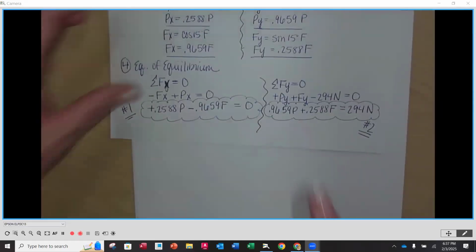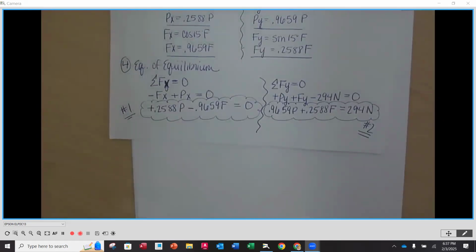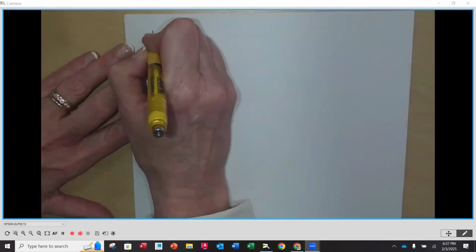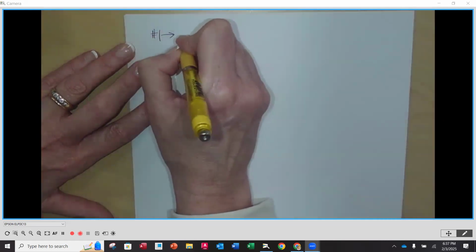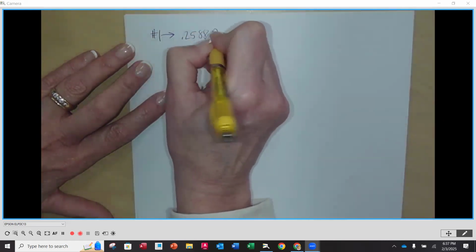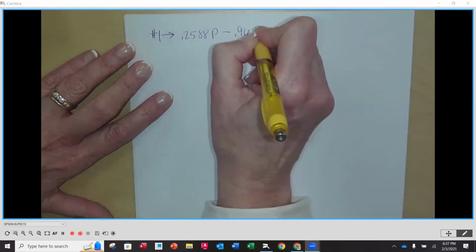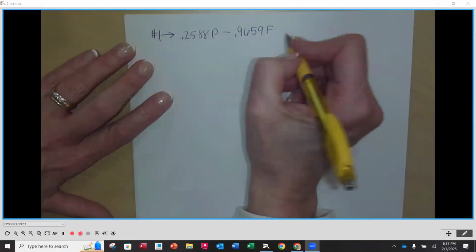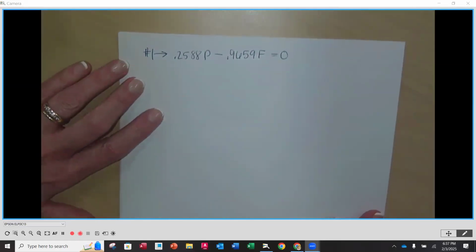All right. So, I'm going to look at these. Is there one that we want to start with, number 1 or number 2, that you feel is easier to work with? Number 1, because there's one less number to deal with. Otherwise, it's really not complicated. But yeah, might as well use number 1 first. So I'm just going to rewrite it on my next page here. Number 1 is 0.2588P minus 0.9659F. If you have room where you're working, you can just continue on. I was just at the bottom of my page.